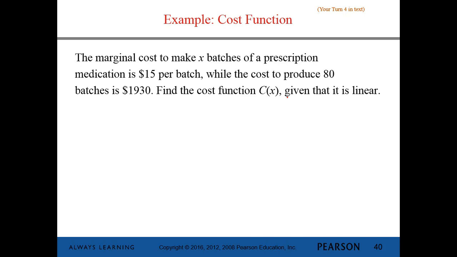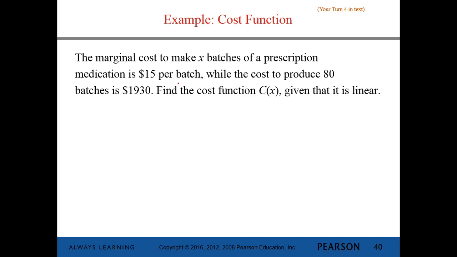Okay, so let's see, this is a linear function. So we know it has to be of the form C of x is equal to mx plus b. Well, we know what m is, right? It's 15. So we know it's $15 per batch. We also know what x is for a particular amount, right? We have 80. And we also know what the total cost is, right? It doesn't say fixed cost, it doesn't say marginal cost, but it says cost. So we know this is the total cost. So this has to also include our fixed cost.